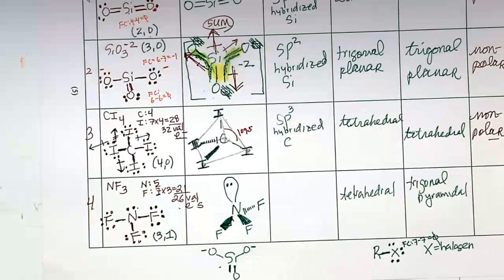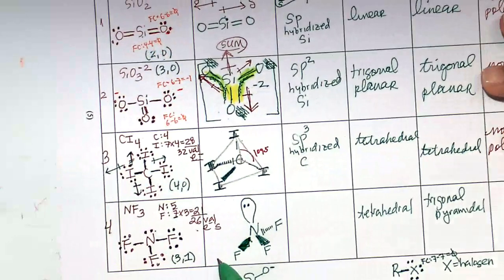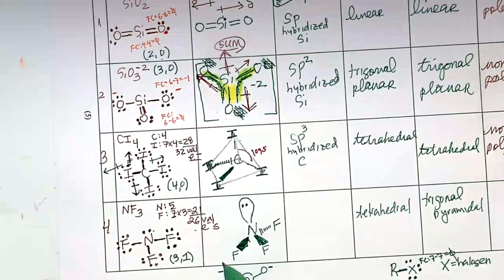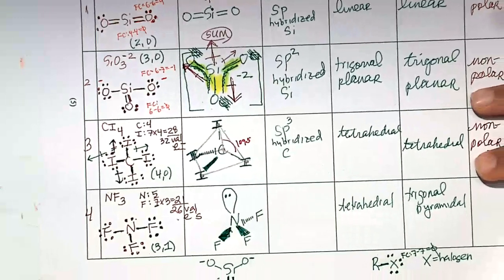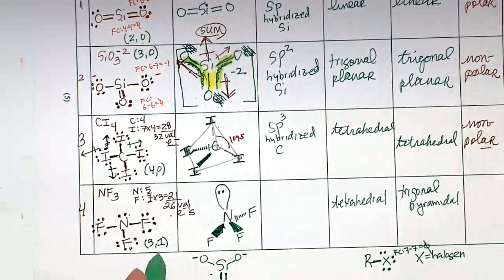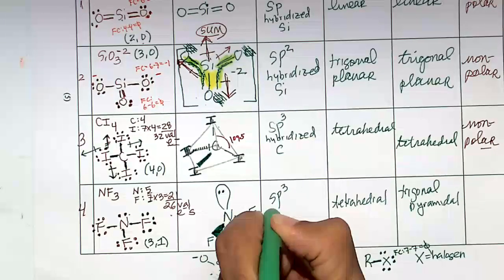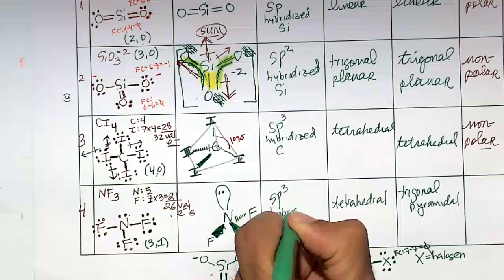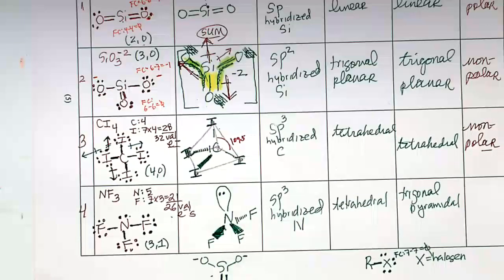All right, central atom hybridization. We have 3 bonds, 1 lone pair. 3 plus 1 is 4. This will also be an sp3 hybridized nitrogen. Even with the lone pair, it still will be sp3. This is an sp3 hybridized nitrogen.